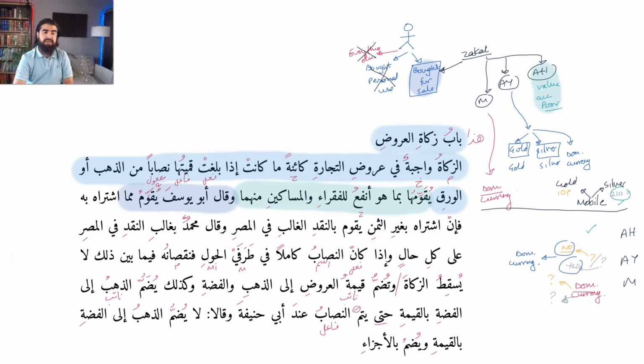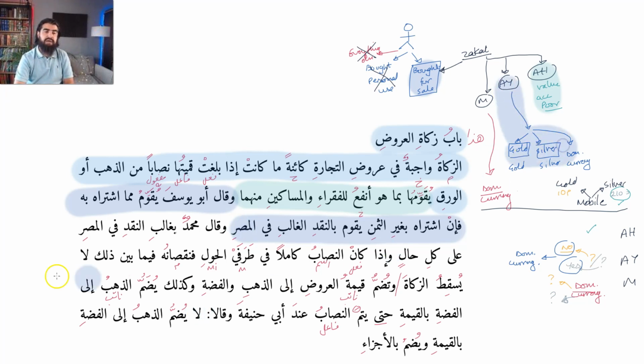Imam Abu Yusuf says yuqawimu, he evaluates it bima ishtarahu, with what he purchased it with. So if he bought it with gold, then he works out the gold nisab, or the silver nisab. But what if he bought it without any thaman, for no thaman? In that case, what's going to happen? He says he's going to do taqweem and evaluate it with the dominant currency in the city. So in those days, in the city, they would have gold and silver. That's what we're going to use.